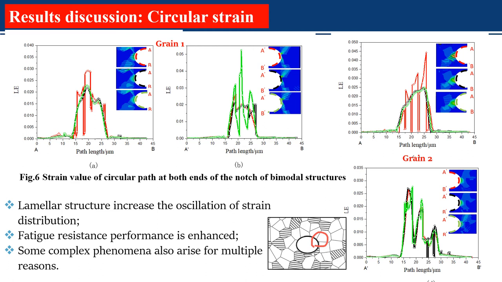Circular strain around the notch is extracted and depicted in the four presented figures. We also focus on three cases of Grain 1. For Figure A, obviously, the red dotted curve corresponds with the case with left lamellar structure distribution. Very much strain oscillation is observed here. This oscillation can improve the strain load bearing area, therefore enhancing the fatigue resistance performance of the dual phase alloys.